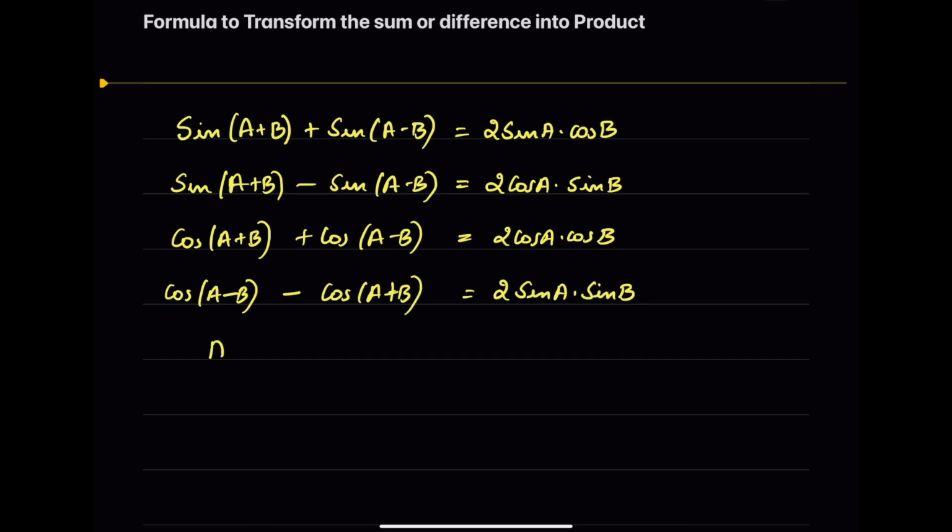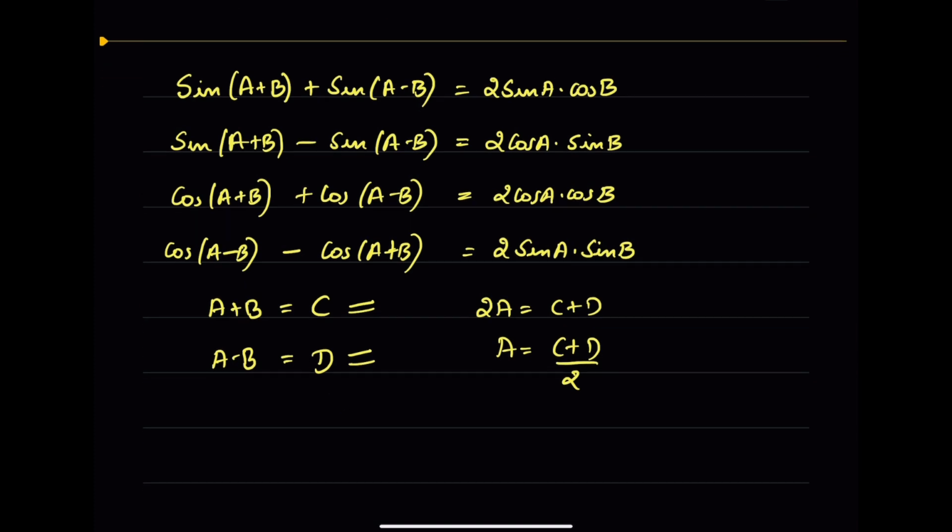Now let us consider a plus b to be equal to c and a minus b, let this be equal to d. So let's add these two. When we add, we get 2a is equal to c plus d, and a is equal to (c plus d) by 2. Now if we subtract these two, what would happen? We would get 2 times b is equal to c minus d. So b would be equal to (c minus d) by 2.